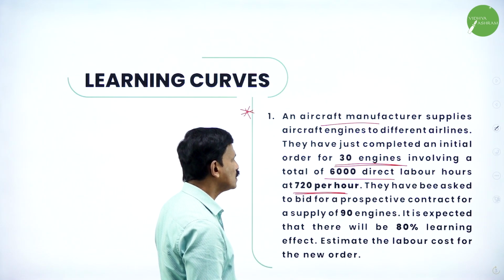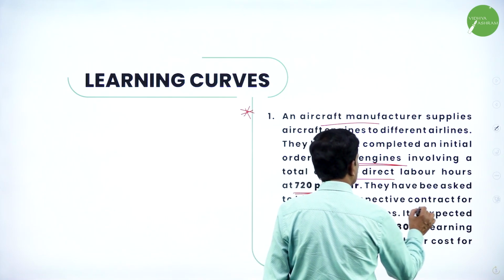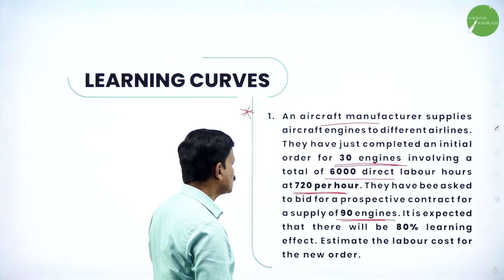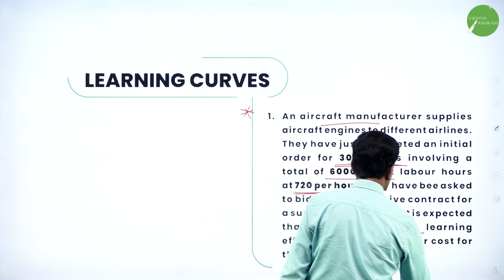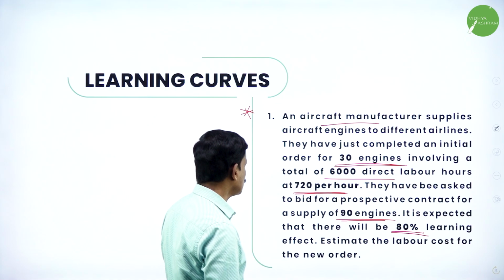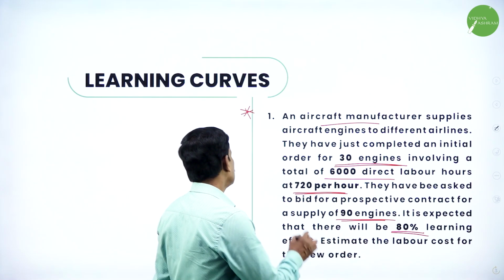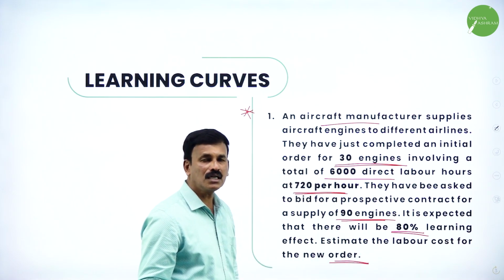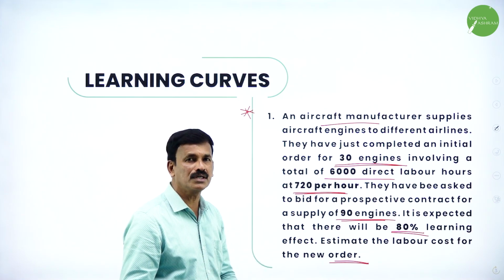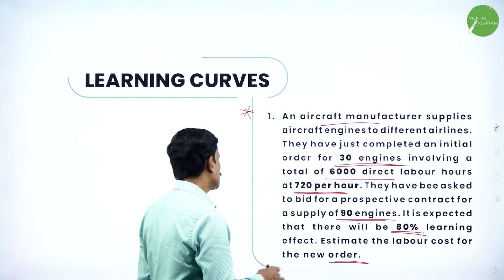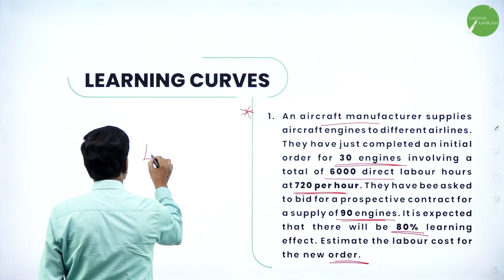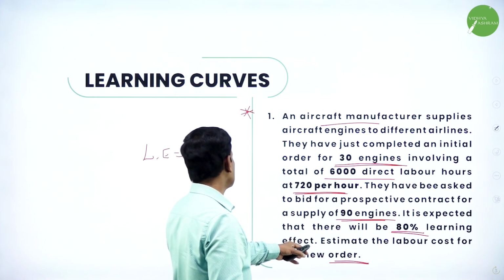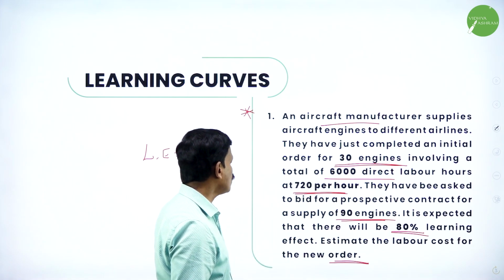They have been asked to bid for a prospective contract for a supply of 90 engines. It is expected that there will be an 80% learning effect. Then estimate the total labor cost for the new order. So we have to calculate the total labor cost for the new order at 80% learning effect. The learning effect is given to be 80%, right? Now we have to estimate the labor cost for the new order.